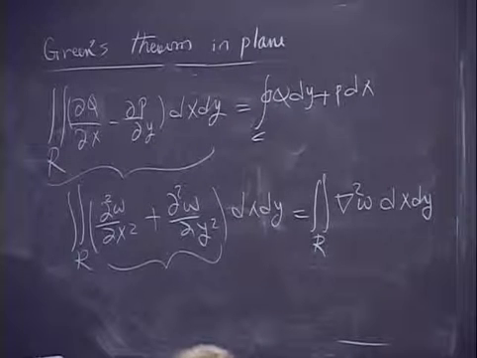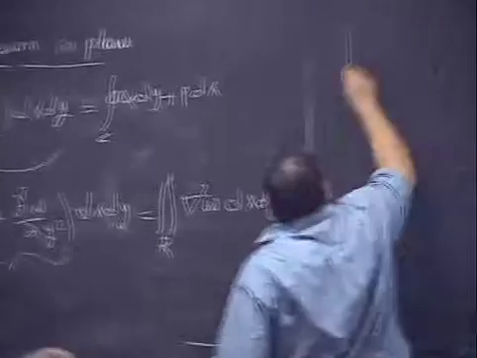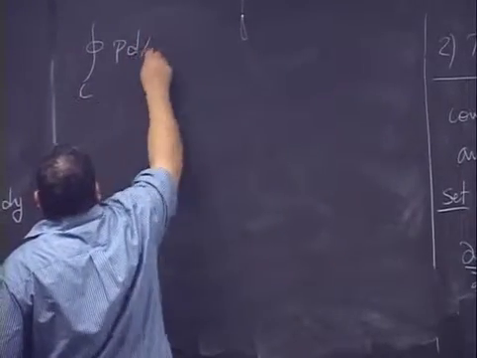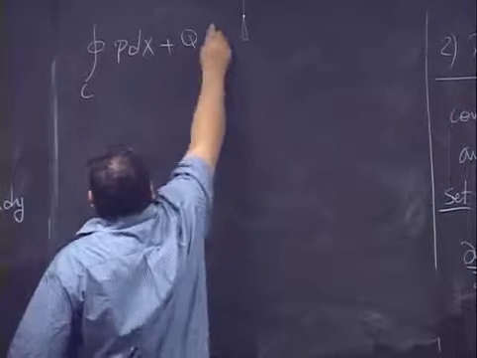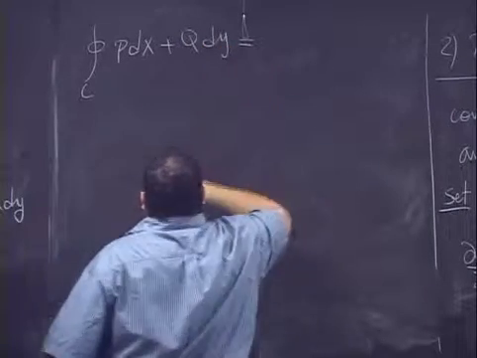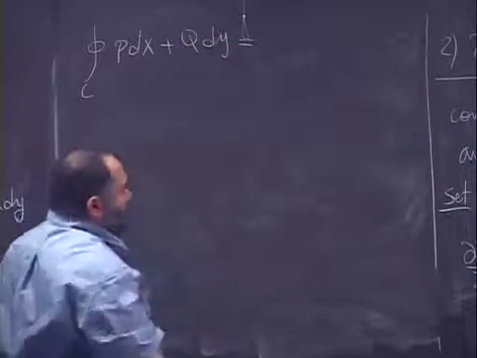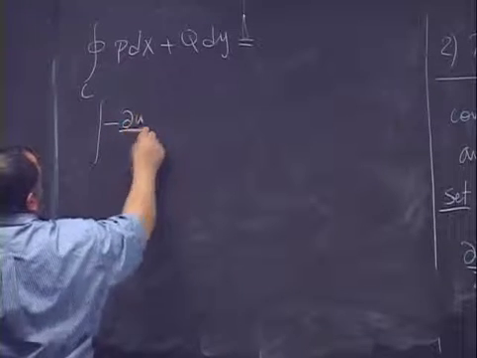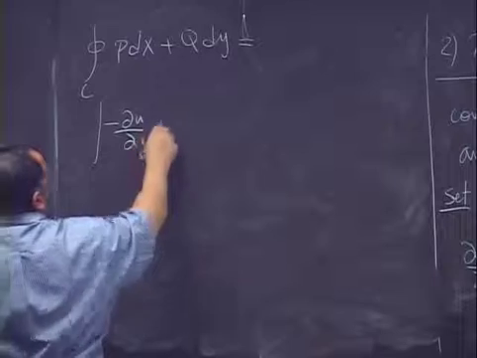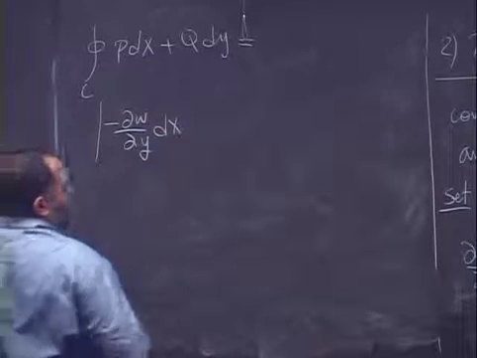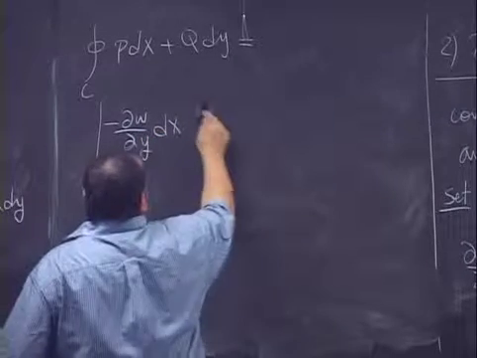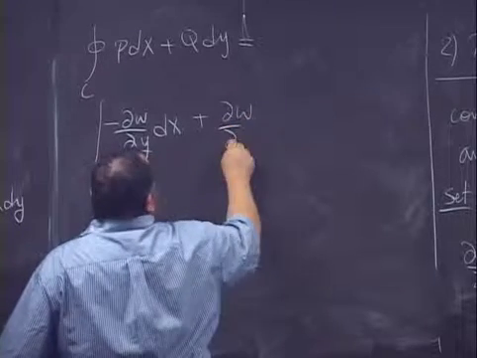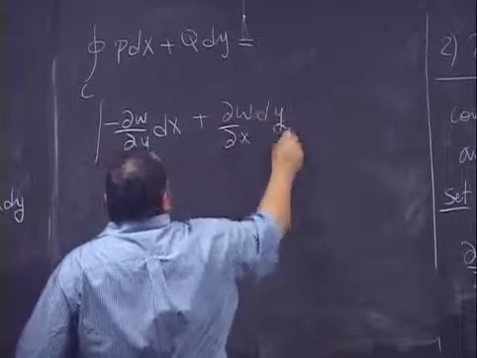What's the second part? Right hand side. Is what? P dx plus what? Q dy. Q dy is equal to, what's P? Negative d omega by dy. This is dx. Yes? Plus, what's Q? d omega by dx, dy.